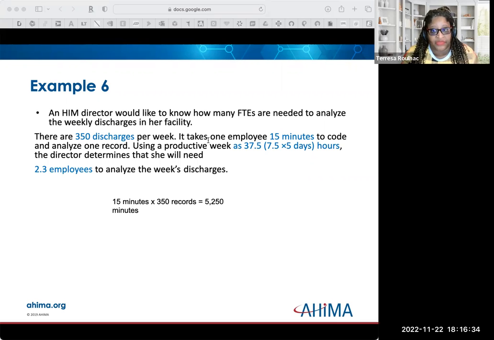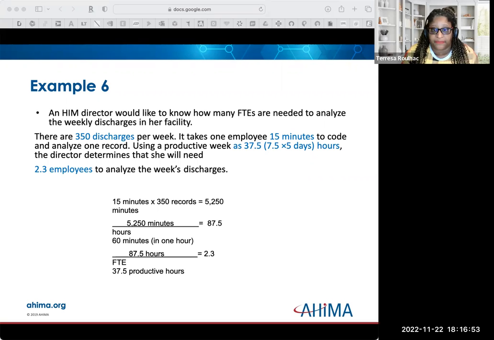15 minutes, and you'll notice that I highlight these in different colors, times 350 records, or discharges, gives you 5,250 minutes. 5,250 minutes divided by 60 minutes in 1 hour is 87.5. 87.5 divided by 37.5 gives you your 2.3 employees. And if you're wondering where these 37.5 productive hours come from, remember 37.5 is 7.5 times 5 days. All right.